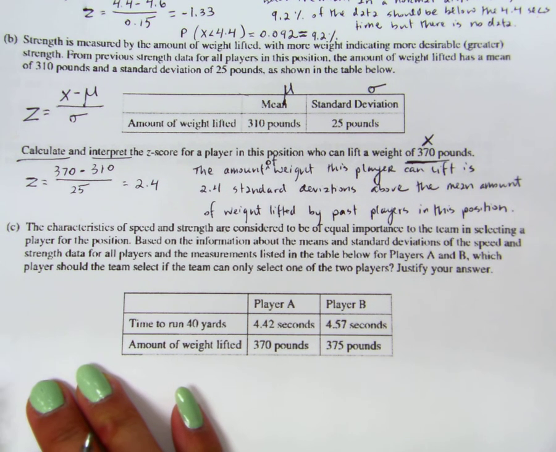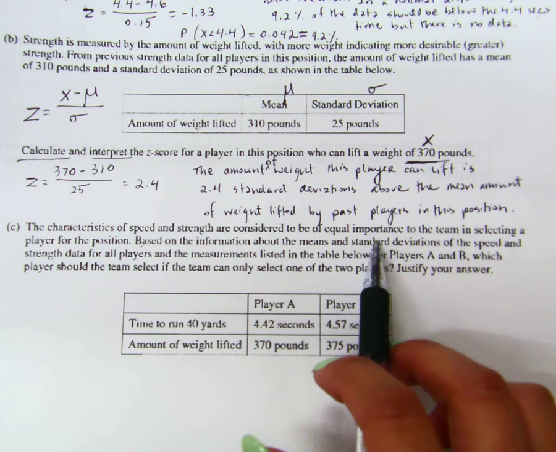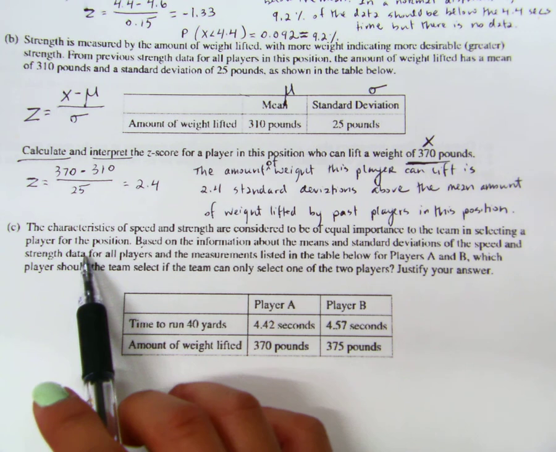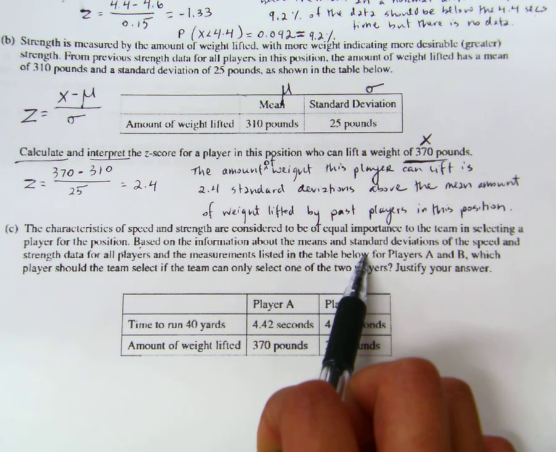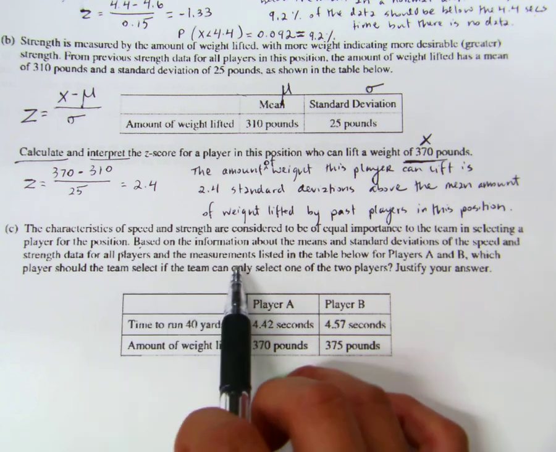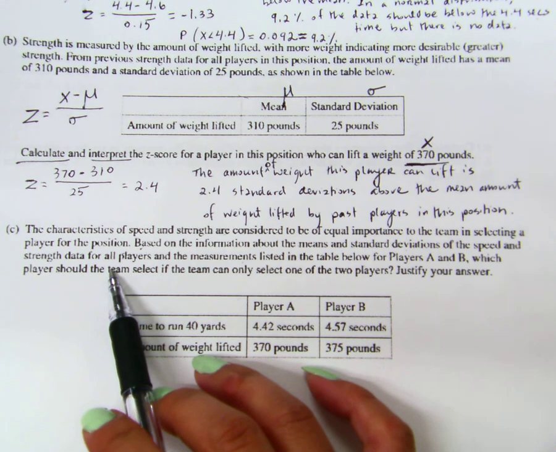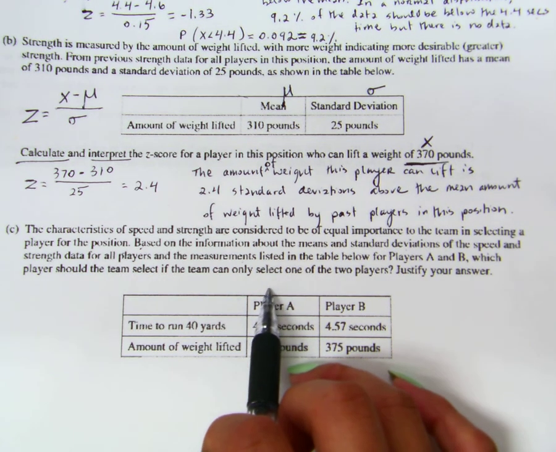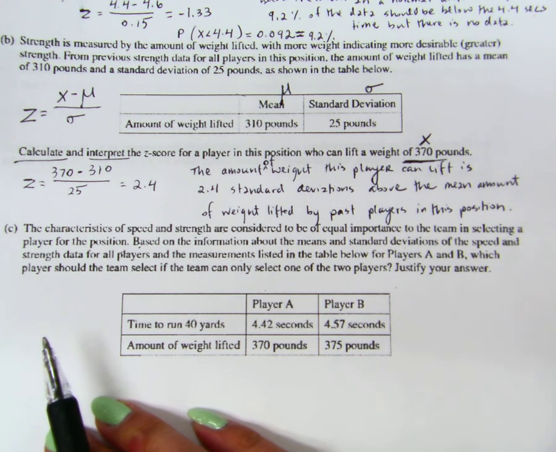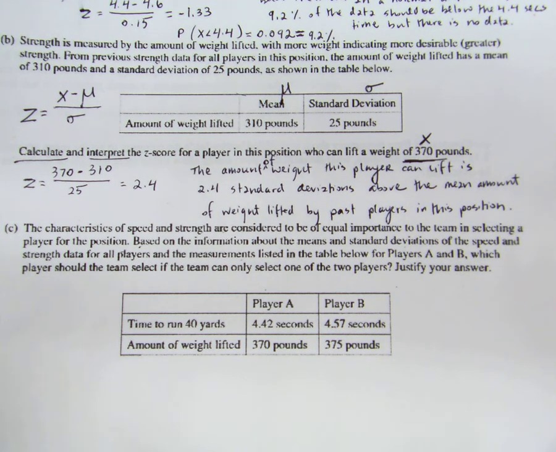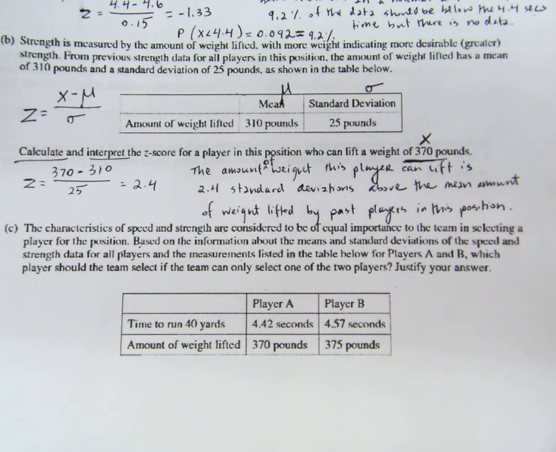Part C, the characteristics of speed and strength are considered to be of equal importance to the team in selecting a player for the position. Based on the information about the means and standard deviations of the speed and strength data for all players and the measurements listed in the table below for players A and B, which player should this team select if the team can only select one of the two players? We must justify our answer. Okay, so there are two questions in it. Are we choosing player A or B? And why should we choose player A or B?